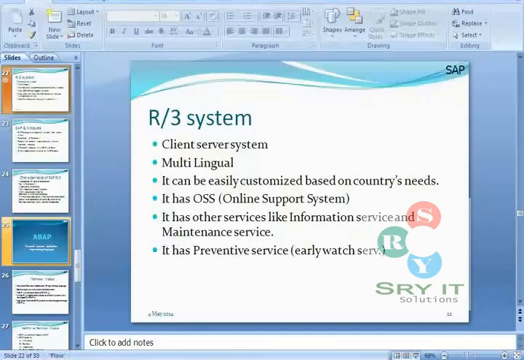Whatever the features which we are talking about in SAP R3, those features are developed by ABAP only. Okay, and it can be easily customized based on the country needs. So they are saying based on country needs. Please understand, SAP never says customized for client specific. They will never ask that. They will always say country needs, because every country has different legal and statutory requirements.